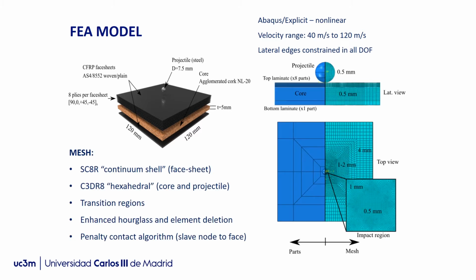All parts are modeled as 3D deformable bodies, and the top laminate is modeled as a series of independent plies. This allows the definition of cohesive interactions. Continuum shell elements with reduced integration are used for the plies, while 3D hexahedral elements are used for the core. The mesh is partitioned in 5 transition regions around the impact zone to provide computational efficiency, and hourglass control and element deletion are active in order to avoid excessive deformations.